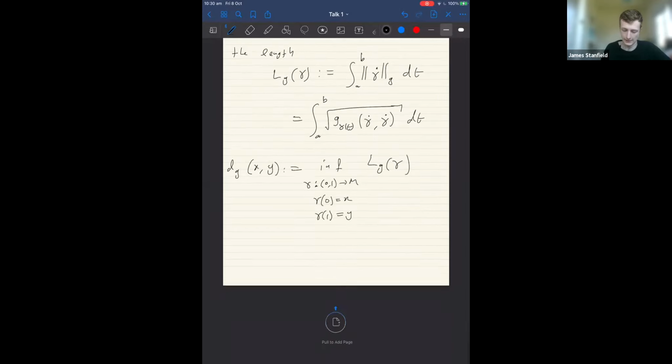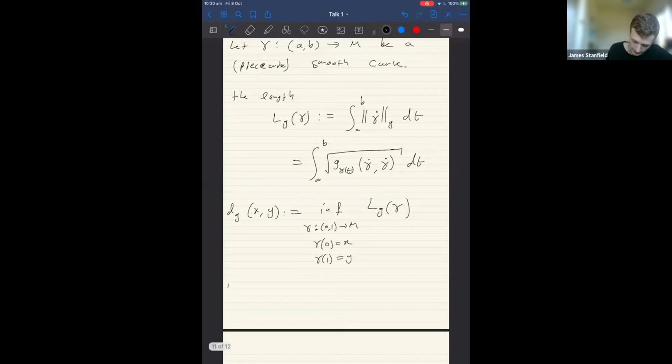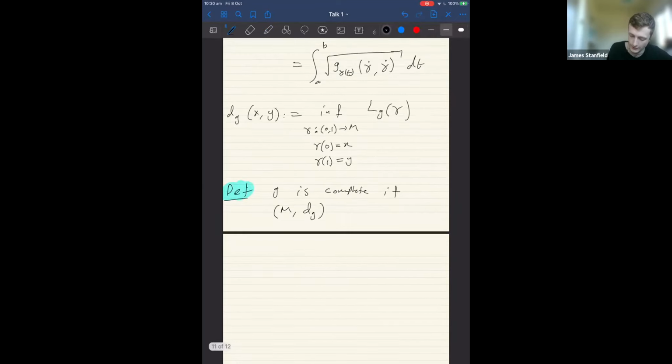And I'll just define this. We say G is complete if the metric space induced by its distance function is complete. And the corresponding Riemannian manifold is called complete as well. And there's a beautiful theory behind that, which I'm going to sweep under the rug in the interest of time.